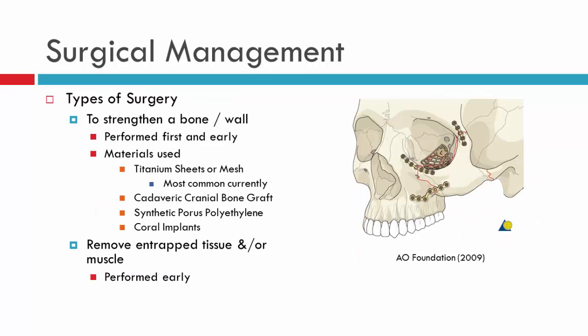In terms of the type of procedures, I've already mentioned that one of the things that can be done is strengthening the bone or repairing the fracture, and also freeing that entrapped muscle. So these two procedures are done early, within the first few weeks post-injury. And in relation to strengthening the bone, the most commonly used material is titanium sheets. And we can see here an example of a patient who's had repair of their fractures.